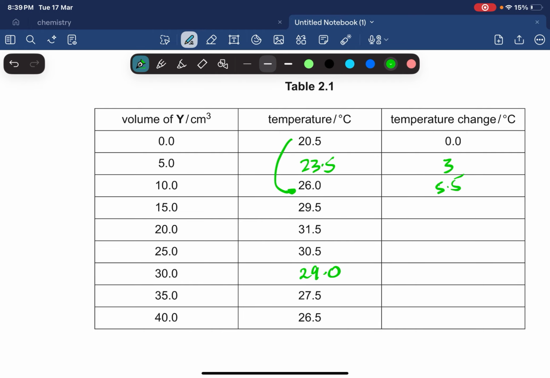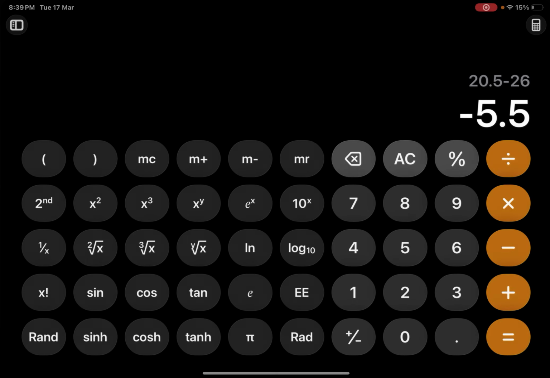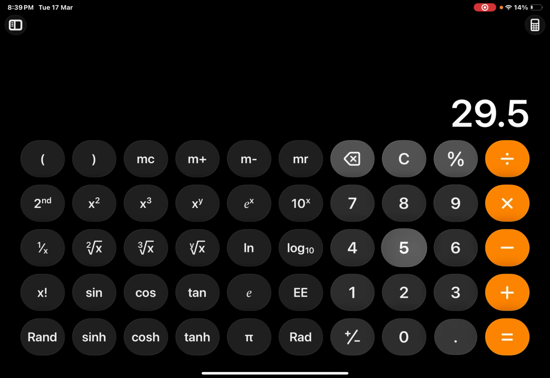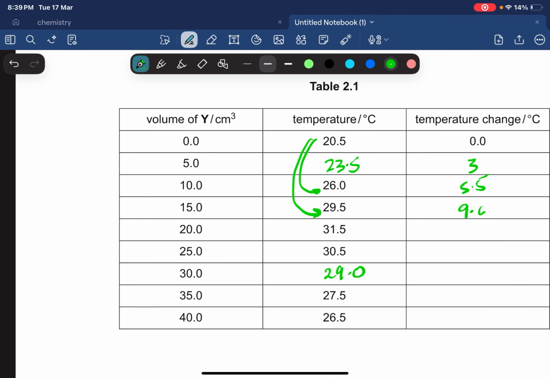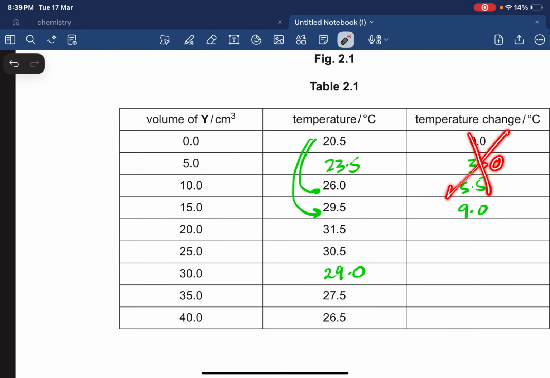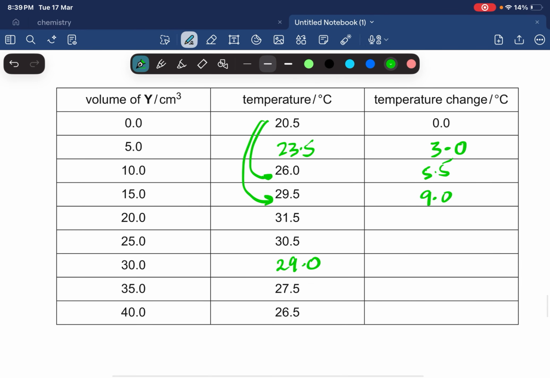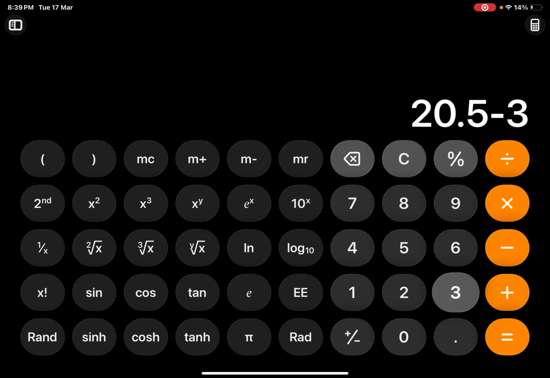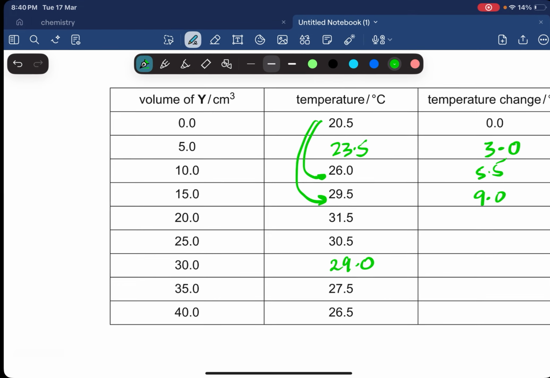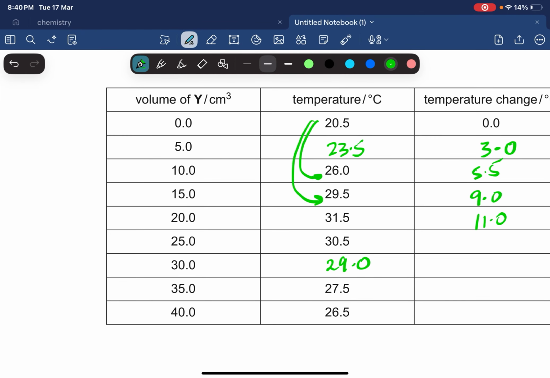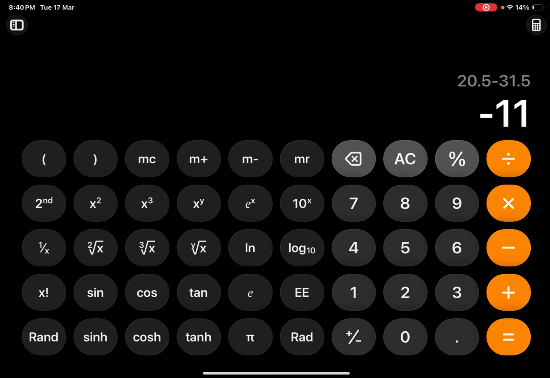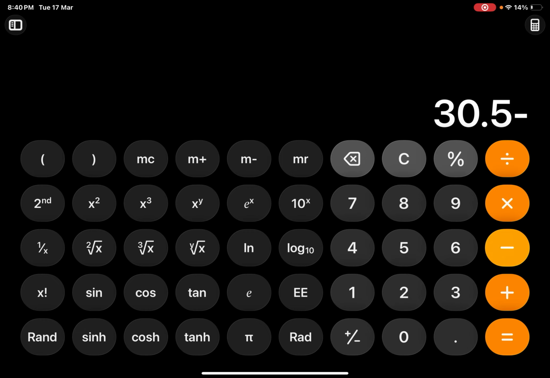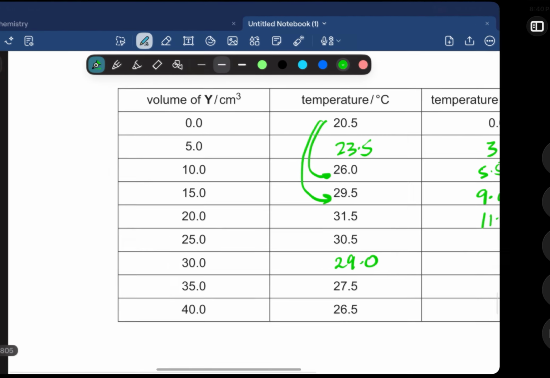You just subtract this. Now you subtract this. 29.5 minus 20.5, 9.0. I'm doing some mistakes, remember. If I don't add a 0.0, that's a mistake because they've told me that I have to write it to 1 decimal place. 20.5 minus 31.5, 11.0. 30.5 minus 20.5, 10.0.